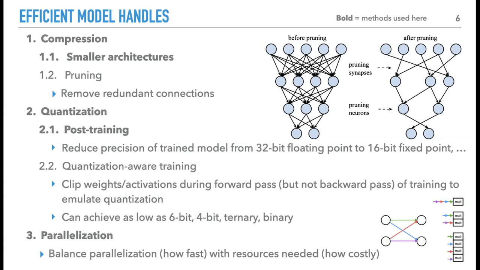And what we found is that with this quantization-aware training, you can usually achieve much lower precision. Something like 6-bit, 4-bit, or even ternary or binary operations can reproduce the performance of a full 32-bit floating point model.